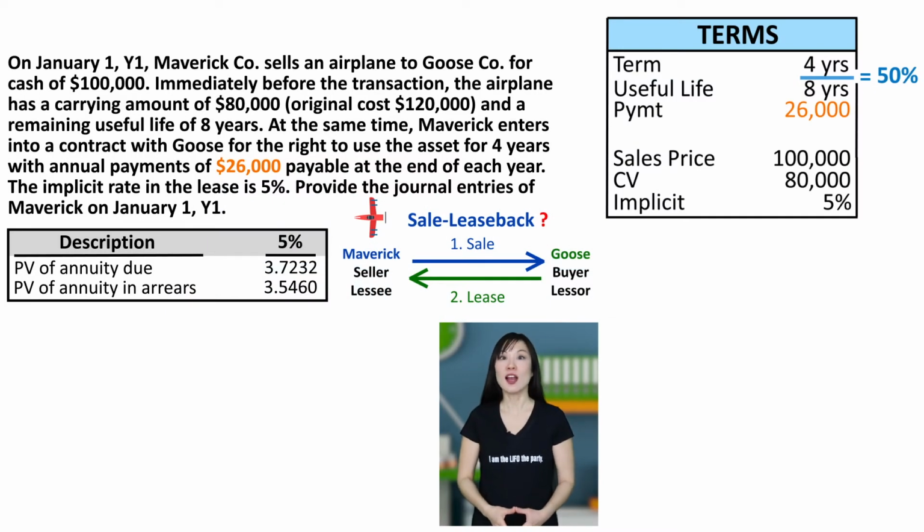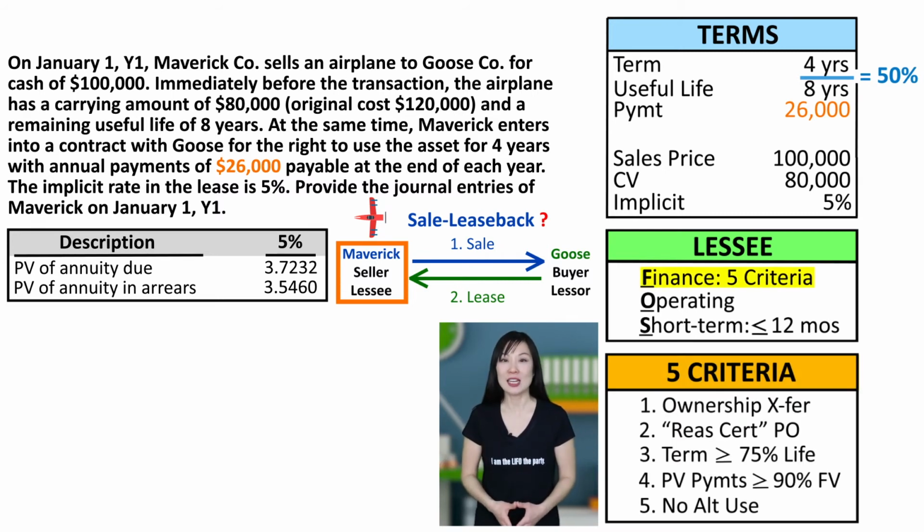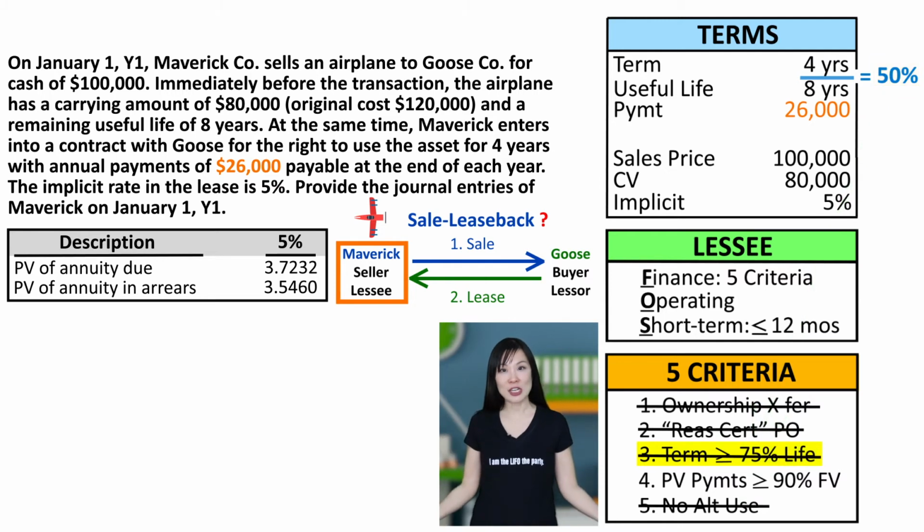This is the same prompt. The only difference is, rather than annual payments of $10,000, it's been changed to annual payments of $26,000. We already know that Maverick is the seller and the lessee. Starting with F, finance. Once again, the prompt doesn't say anything about ownership transfer, a purchase option, or no alternative use. So criteria 1, 2, and 5 are out. And for criteria 3, we calculated 50%, which is less than 75%. We did not hit criteria 3.